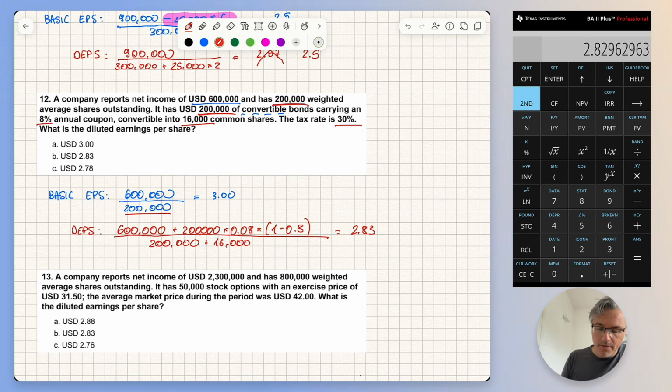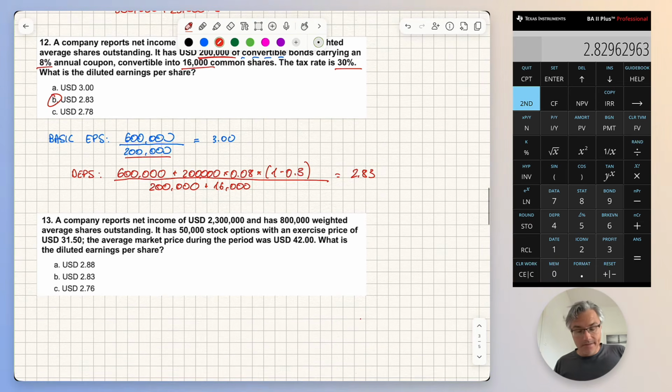It's lower than basic EPS. I marked that as the correct one.